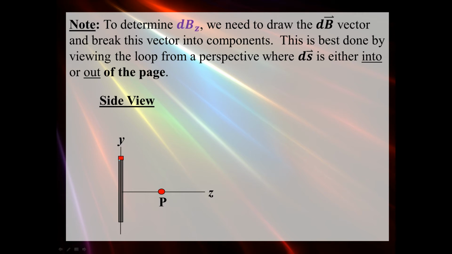Our differential element is at the very top of the loop. And at the very top of the loop, we had, from that other perspective, ds pointing towards the left. So what that means is from this perspective, ds would actually be pointing out of the page. Now, we want to figure out what the magnetic field is at point P due to that differential element. So once again, we can use the right-hand rule to do that.